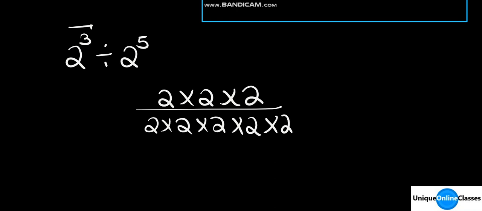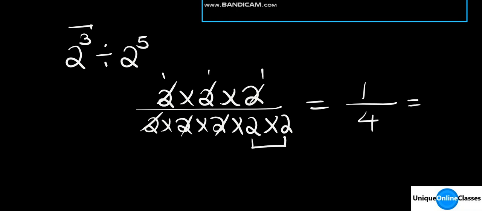What it means here is that these 2s will cancel with those ones: this 2 cancels with that one, this 2 cancels with that one, and that 2 cancels with that one. What remains above is just 1s, so 1 times 1 times 1 is 1, and below we have base 2 times 2, which is 4. So if you write 4 in base 2, it becomes 1 over 2 power 2.